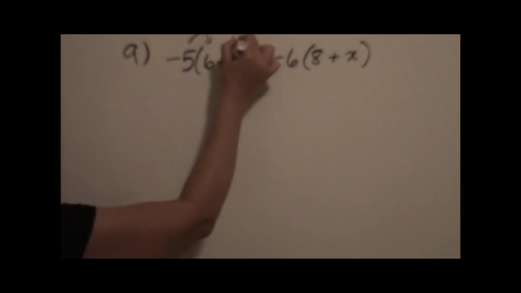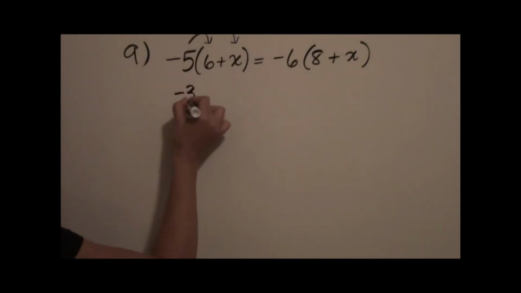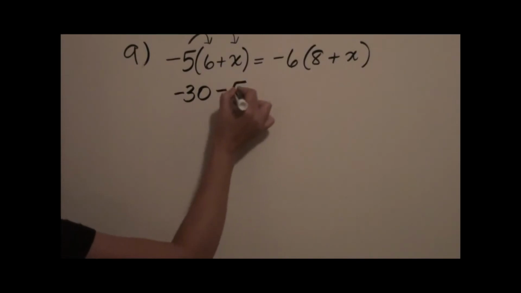Okay, problem number 9. We have two sets of parentheses. We have a set of parentheses on each side that we have to distribute a number that's in front of it. So we're going to do that. On the left side, we're going to say negative 5 times positive 6 gives me negative 30. Negative 5 times positive 1x gives me minus 5x.